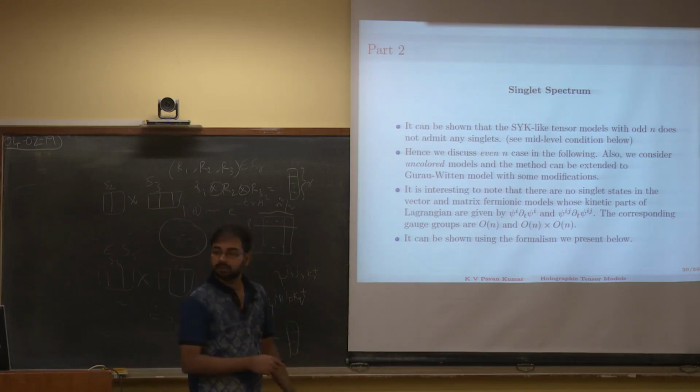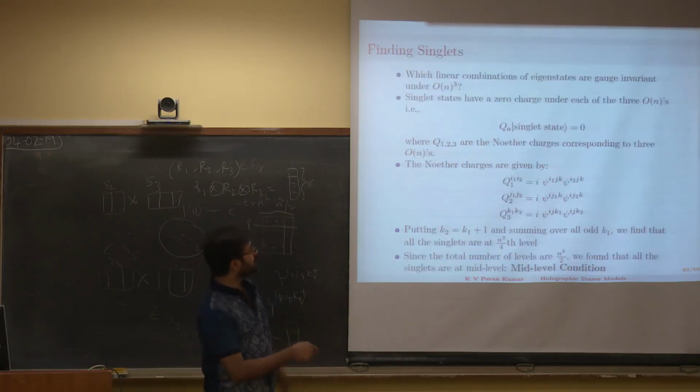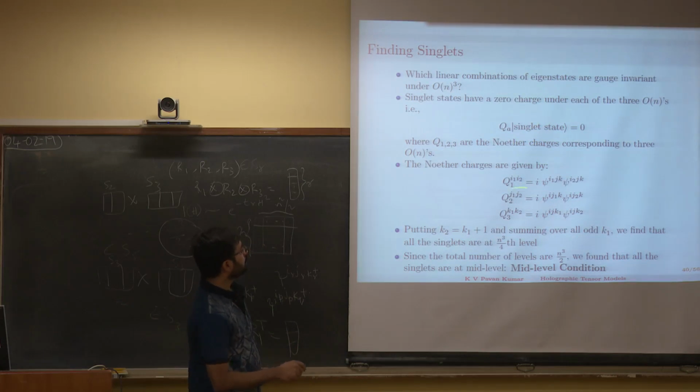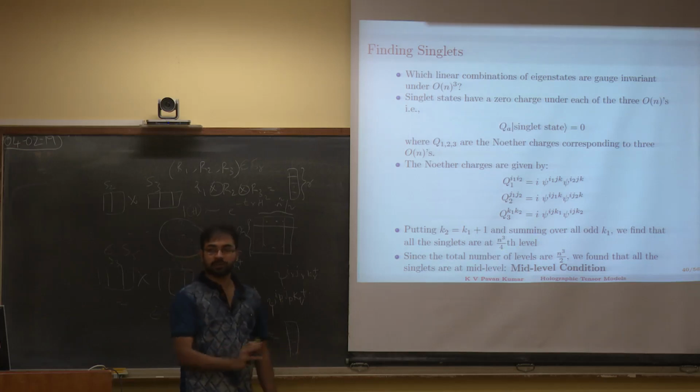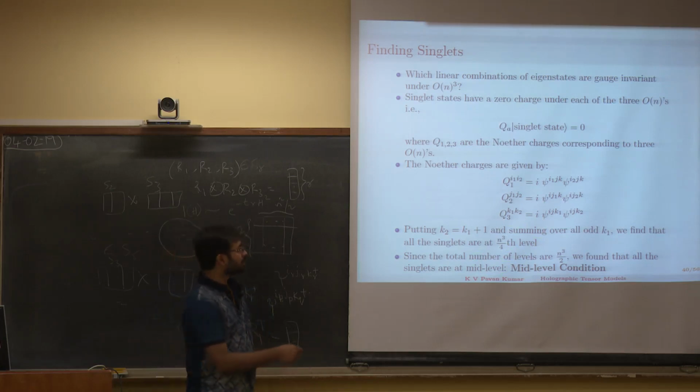There's no simple statement. We just see from these charges that one of the charges doesn't annihilate it, so it is never 0. Also, you start with the third charge, and from there you can show that all the singlets are at level n³/4, which is called the mid-level condition. This rules out the possibility that odd n will have any singlets, because n³/4 is a fraction and that doesn't make any sense.